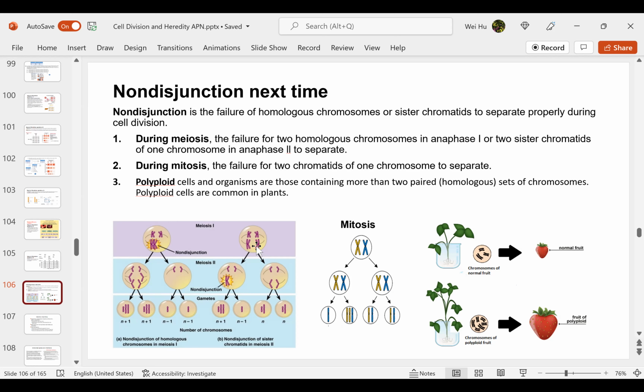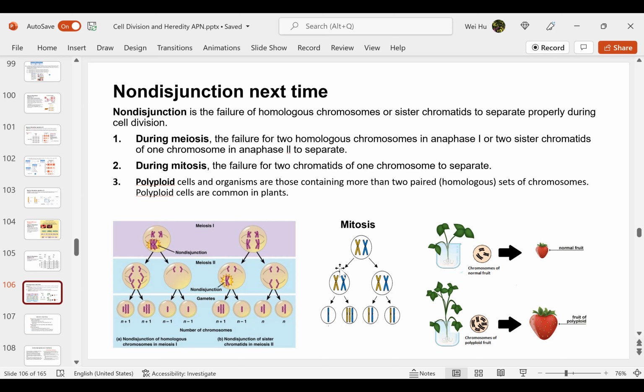Okay, this one. So you can see they have a problem with meiosis 2 because meiosis 1 is normal. Each one only has 2 chromosomes. In meiosis 2, this one is normal. Okay, this one's abnormal. So one got 3, another one got 1, and these 2 are normal. So this is called non-disjunction in meiosis.